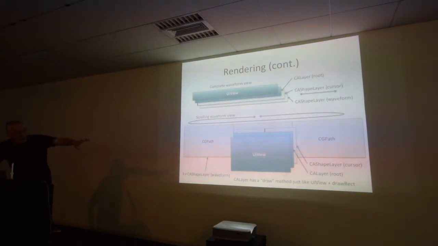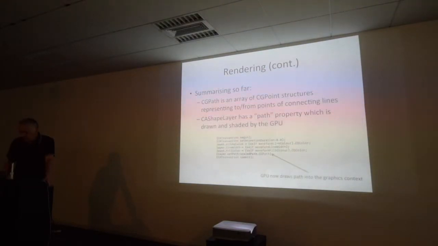So the key issue with the takeaway for this slide is you can see I've written CG path on a CA shape layer. That's the fundamental graphics drawing objects that we're using in this application. Let's just summarize what I've just said. The shape layer itself has a property called a path, which you just add the CG path to, and the GPU will automatically render it. So this penultimate line here, layer set path, is where you actually stuff the layer with a new path, and the GPU will render it.